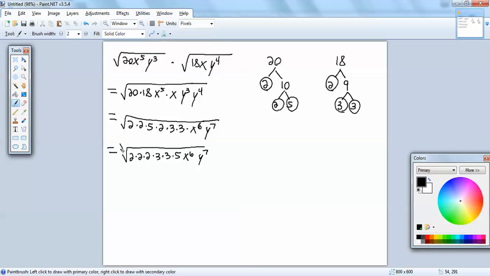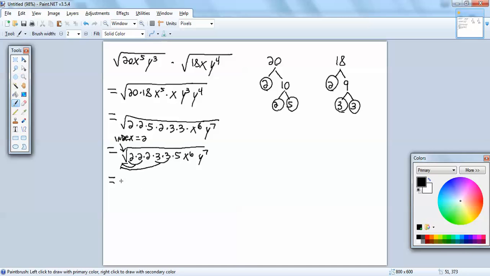Now your index is whatever number's in the slot right here. That's your index. And by default, if there's no number there, it's by default 2. Now first off, that 2 tells us how many we're looking for. So since the index is 2, we're looking for a pair of somethings. Here's a pair of 2's, so they're going to come out in front. And here's a pair of 3's, they're going to come out in front.